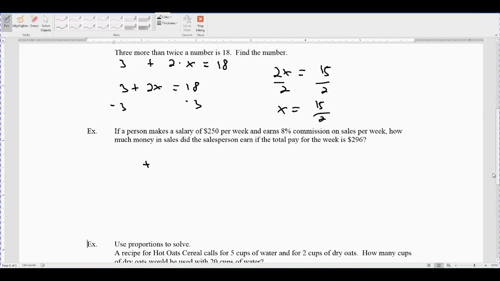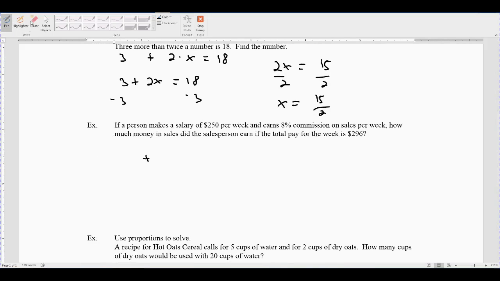Now here's a different type of word problem. A more realistic word problem. Real life word problem. It says a person makes $250 a week, earns 8% commission on sales. How much money in sales did the person earn? If they want to make a total pay of $296, I ad-libbed. So let's start with $250 per week. That's their base salary. So they make $250 no matter what.